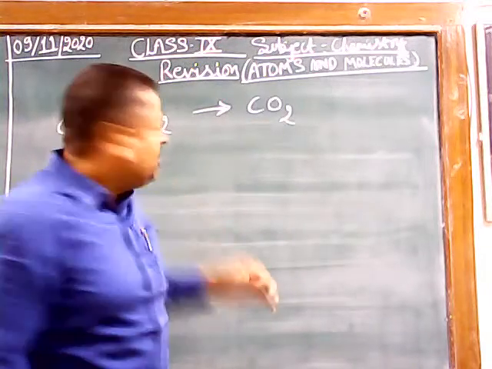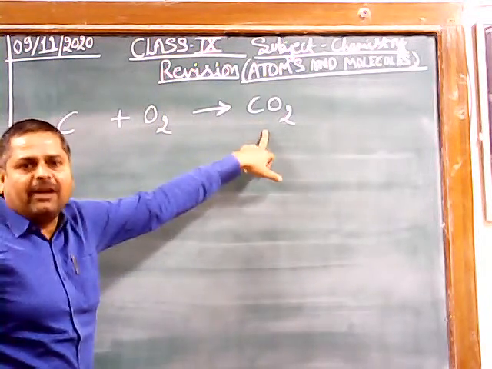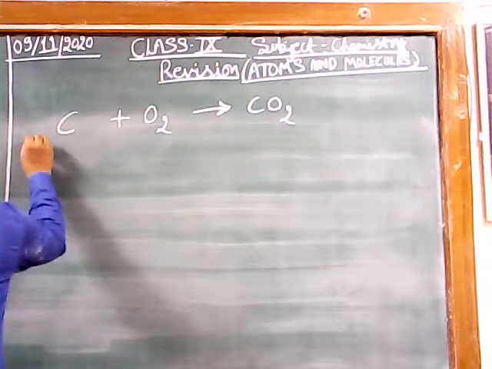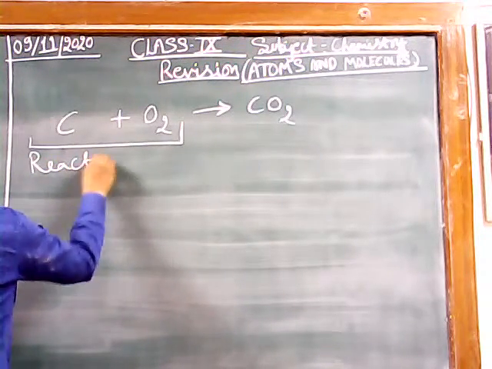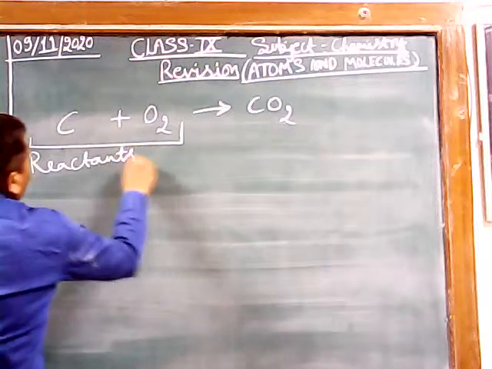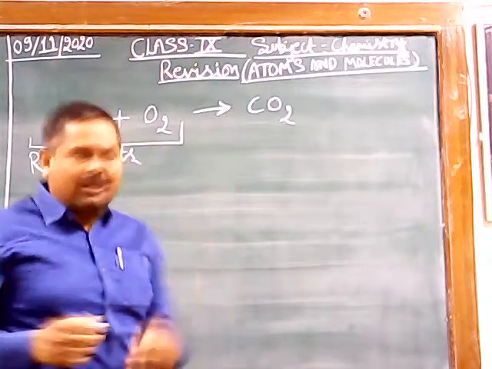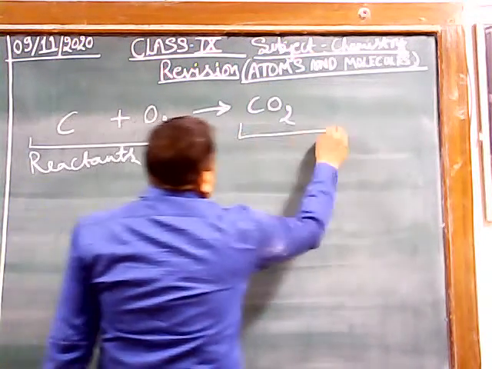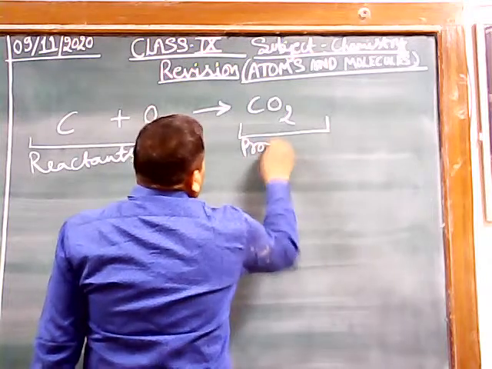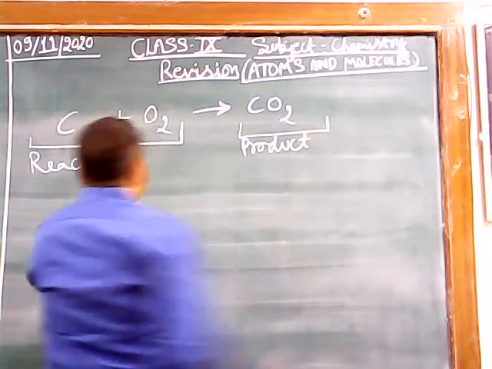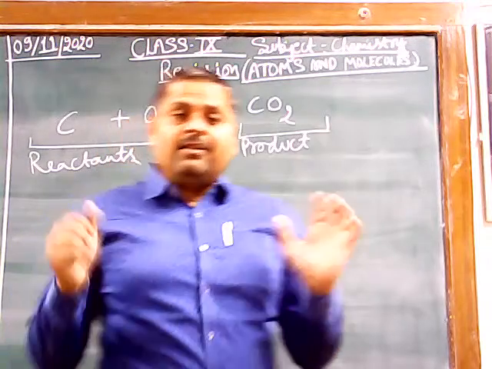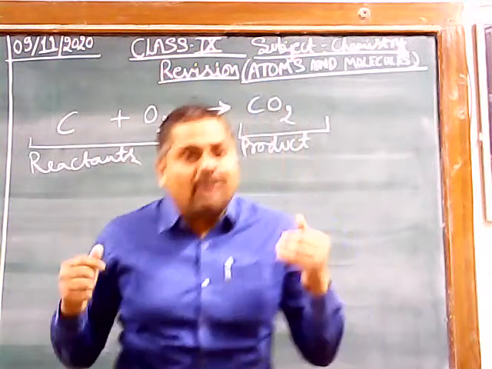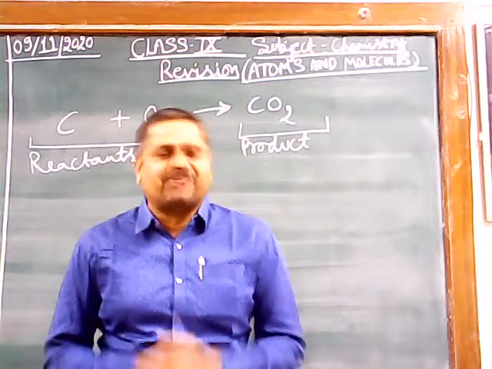Understand? So this is called a compound, and these are called reactants. These are called reactants which interact with one another to form product. This is called product. What, children? This is called product, and this is called reactants. Okay? Then we have to discuss laws of chemical combination.